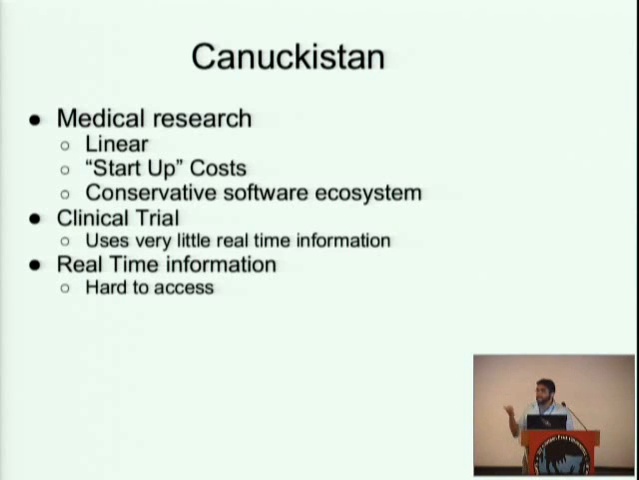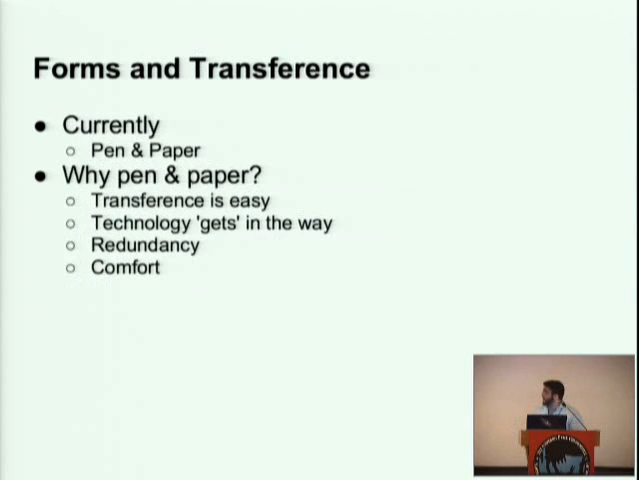So me and my partner started looking into why it is hard to get real-time information coming out of the front end. First of all, it's hard to access, and that has something to do with forms and transference. What I mean by transference is getting data from one person to another person. In Canada right now, and even in the US in some states, everything's pen and paper, even though there's an electronic system on the side.